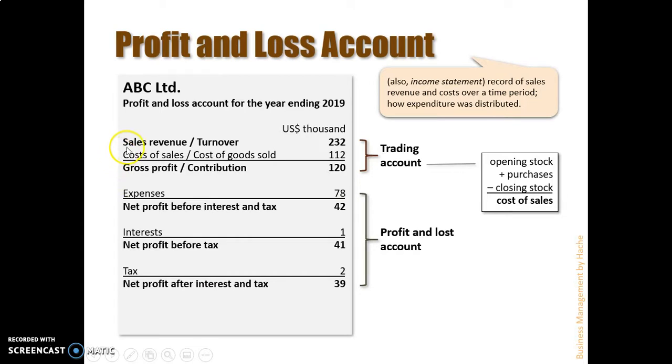As you could see, so far we have started cutting from the sales the different types of costs or expenditure from our business. We first subtracted just the direct costs to get the gross profit. Then we subtracted the indirect costs to get the net profit before interest and tax, and then the interest, and then the tax, and then we finally get the net profit after interest and tax.